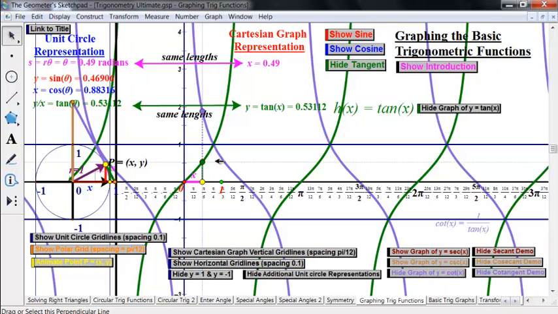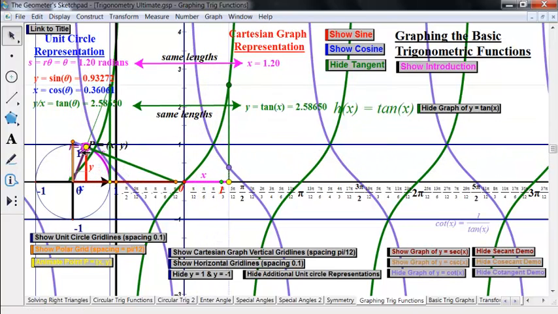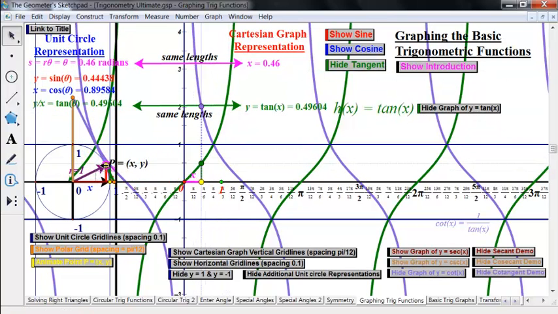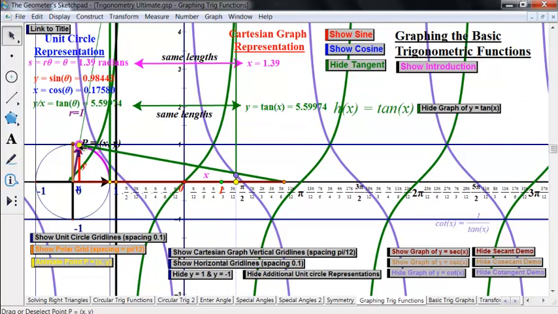Notice that these are kind of mirror images of each other, but not shifts of each other. Notice that since they're reciprocals, when one is getting larger, the other one's getting smaller. So the tangent is always getting larger on one of its connected pieces. The cotangent's always getting smaller on one of its connected pieces. Okay, and there is cotangent.